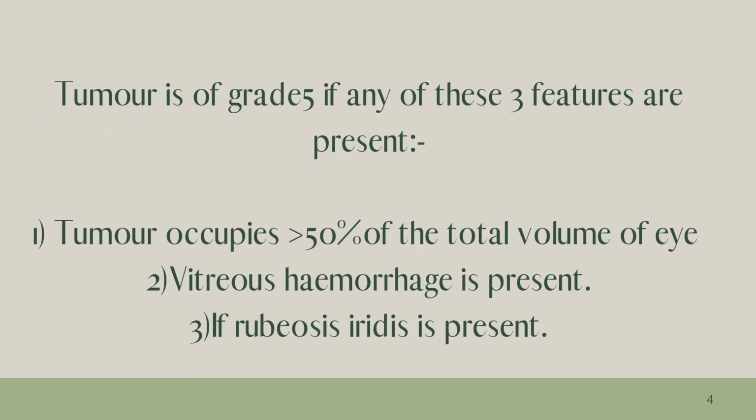Next comes the tumor of grade 5. So how will you check if the tumor is of grade 5 or not? You can see any of these three features. First, if the tumor is occupying more than 50% of the total volume of the eye, it is grade 5. If vitreous hemorrhage is seen, it is grade 5. If rubeosis iridis, what is rubeosis iridis? Neovascularization of the iris, that means blood vessels you will see on the iris, that is rubeosis iridis. If you are seeing blood vessels on the iris, if you are seeing vitreous hemorrhage, that is blood inside the vitreous cavity, or if the tumor is occupying more than 50% of the total volume of the eye, then it is a grade 5 tumor and you have to go for enucleation.